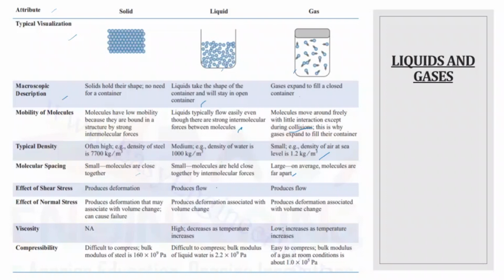Now, the effect of shear stress. For solid, it produces deformation. This will be discussed more in mechanics of materials. In liquid, it produces flow. In gases as well, it produces flow. As for the effect of normal stress, for liquid it produces deformation associated with volume change, and that has the same effect with gases.